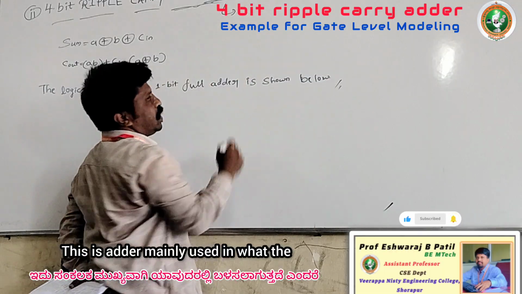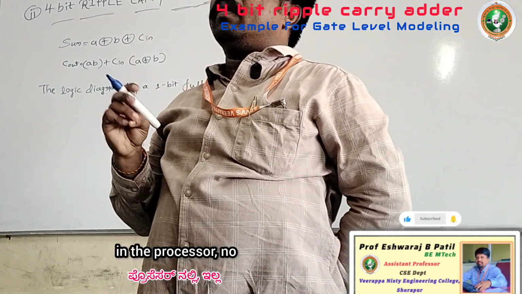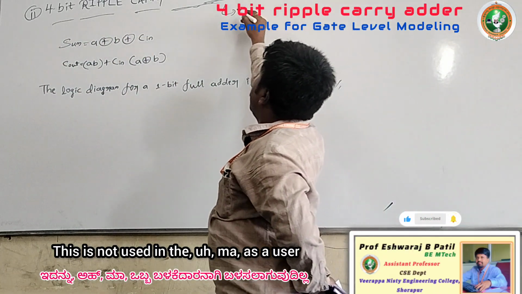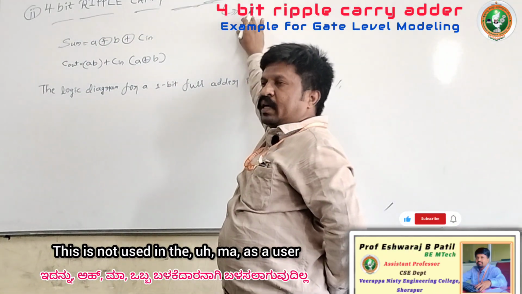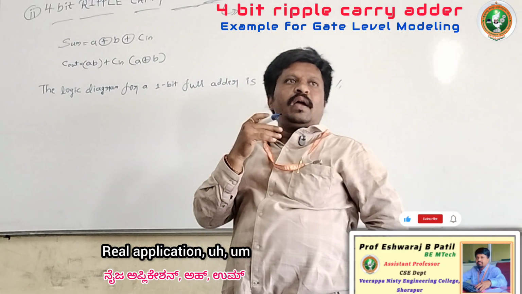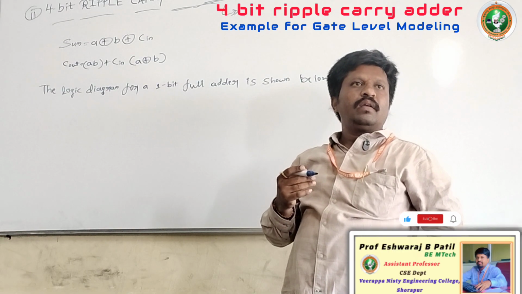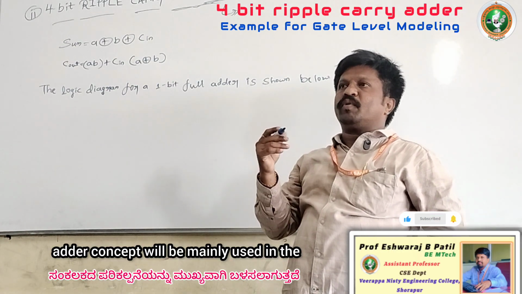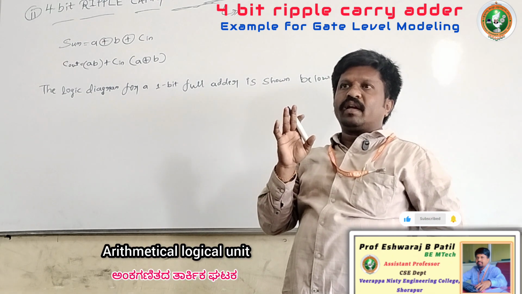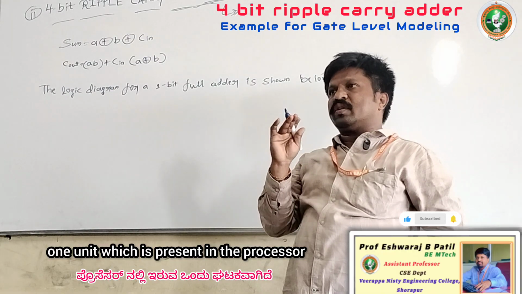The adder is mainly used in the arithmetic logic unit in the processor. This is not used for daily user purposes, and a real application developer will not develop the full adder or half adder. This adder concept will be mainly used in the arithmetic logic unit. The ALU is the one unit present in the processor.